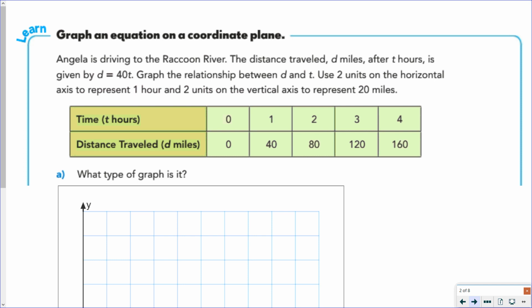And first we have to figure out what type of graph it is. Well, based on the equation that we're given, we will be able to say that this is a linear graph or a straight line graph because it will form a straight line for us.